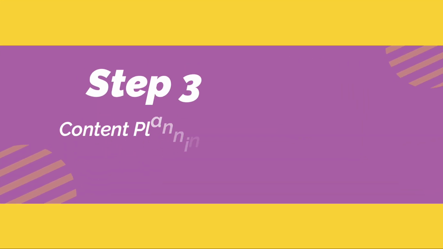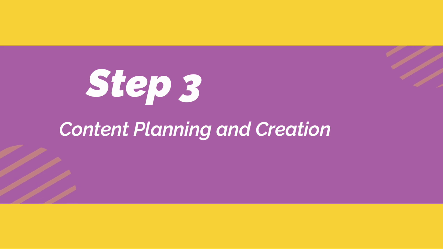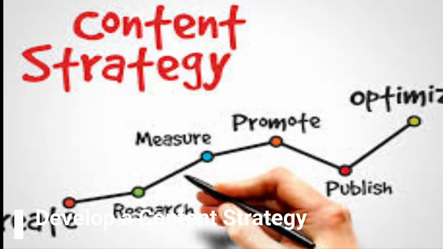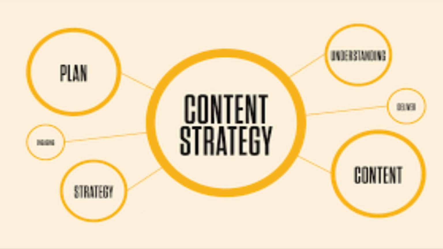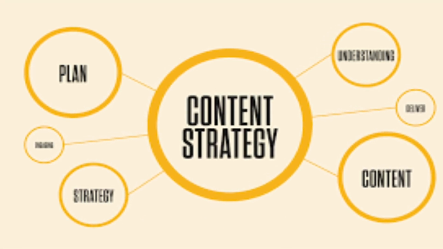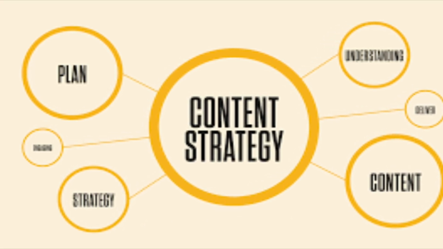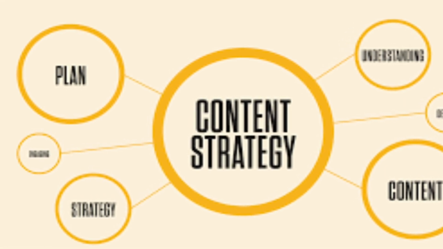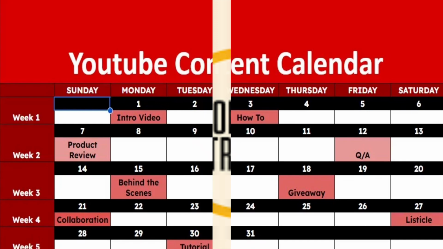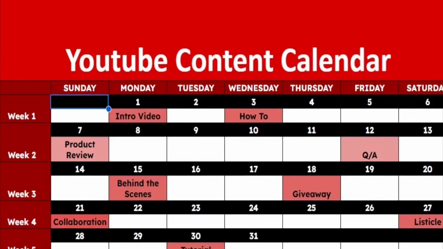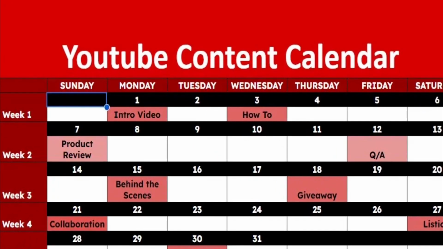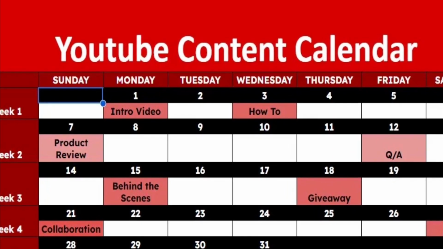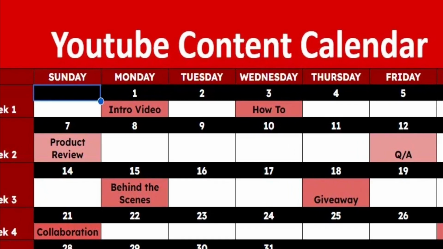Step 3. Content planning and creation. 1. Develop a content strategy. Content types. Decide on the types of videos you will produce: tutorials, vlogs, reviews, etc. Aim for a mix that keeps your audience engaged. Content calendar. Plan your videos in advance. Consistency is key, so create a schedule that you can realistically maintain, e.g., weekly uploads.